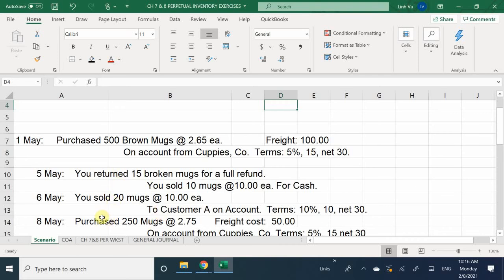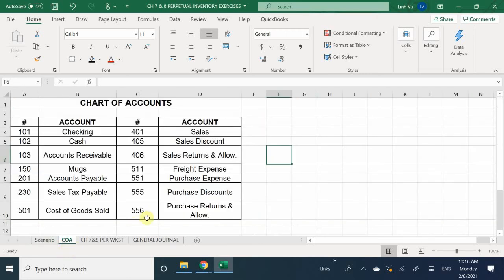You sold 20 mugs, $10 each. To who? To customer A on account. And what else happened here? Terms 10% and net 30. Perfect. Okay. So how do we journalize this? So I'm going to go ahead and bring my chart of accounts. What accounts are we going to be utilizing?